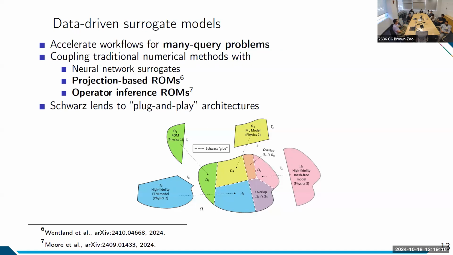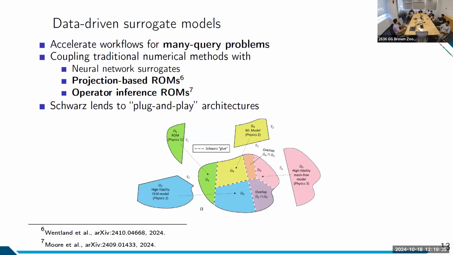My work has been primarily focused on intrusive projection-based reduced order models, which I'll go into more in a bit. And then some work that I've done with Irina and Ian Moore from Virginia Tech has been focused on operator inference reduced order models. But with this plug-and-play architecture, what we really want to target is tailoring your choice of models to the physics that are happening in your region.